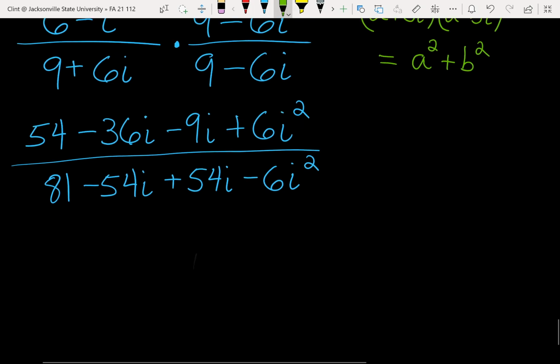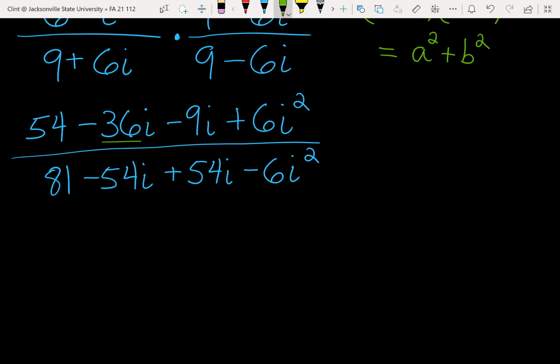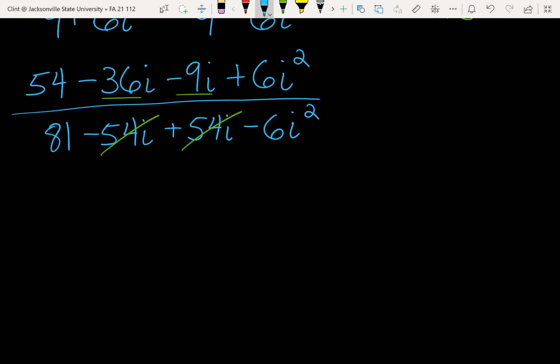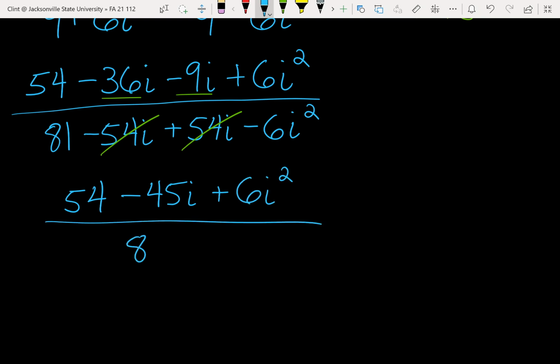Okay, so now it's time to start cleaning this up. I'm going to combine these middle terms on the bottom. The middle terms cancel out. So on the top, got 54 minus 45i and plus 6i squared. On the bottom, got 81 minus 6i squared.